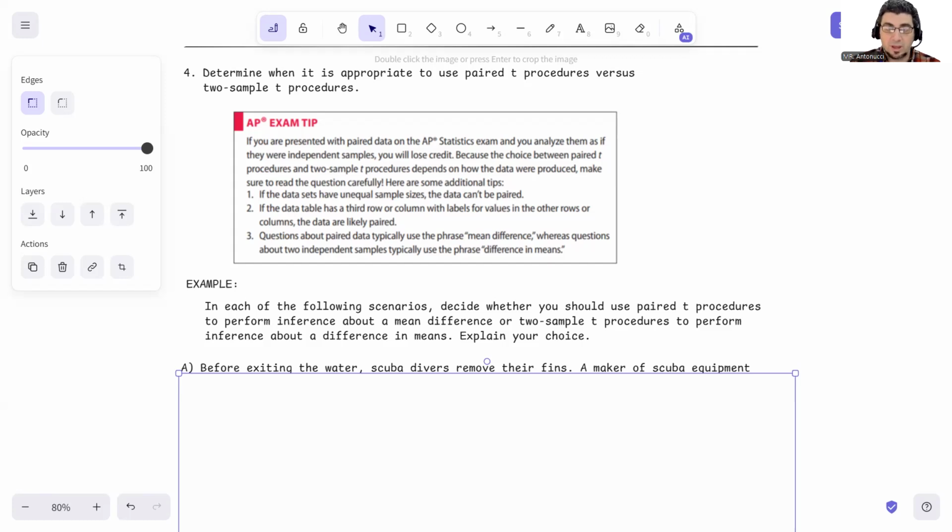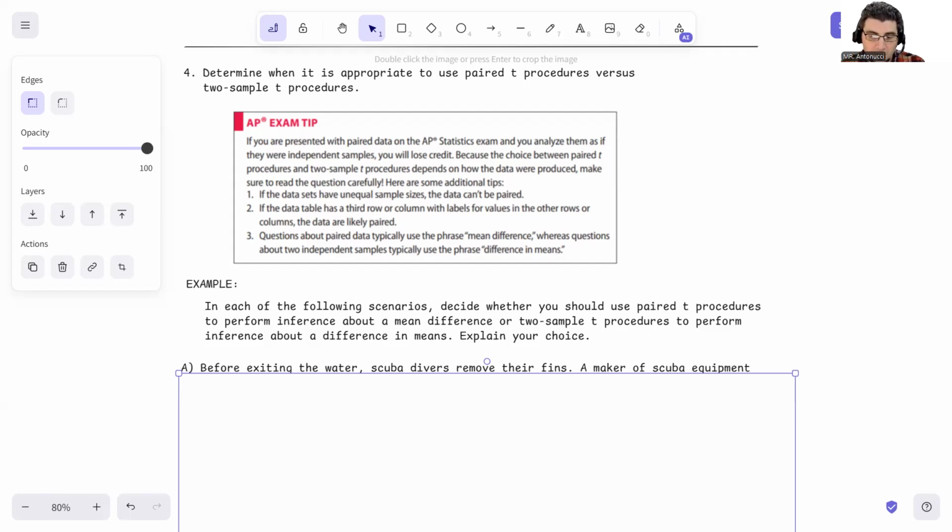Okay, so here's the thing. If you're presented with paired data in the AP Stats exam and you analyze them as if they were independent samples, then you're going to lose credit because the choice between paired T procedures and two sample T procedures depends on how the data were produced. So make sure you read your question carefully.